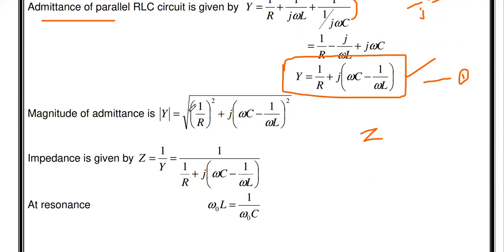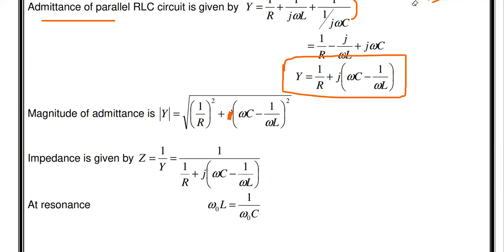magnitude? The magnitude is nothing but the square root of the real part squared plus the imaginary part squared. So what is the real part here? 1 by R. So (1 by R) the whole squared plus, here no j, the imaginary part. What is the imaginary part? Omega C minus 1 by omega L, the whole squared. So this is said to be the magnitude of admittance. And the next one, now we are going to derive the resonant frequency formula.